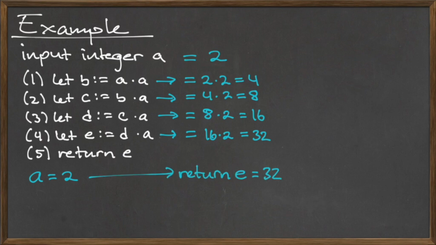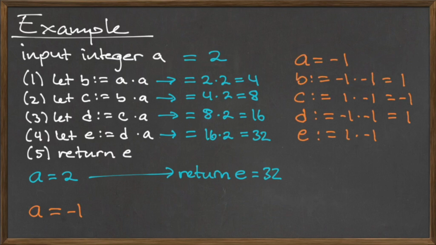For some additional practice, try running this algorithm again with the input a equals -1. Since there are a lot of variables running around here, be sure to define each one and assign its value carefully. Here is our solution to this example. Did you also get -1 as your output?